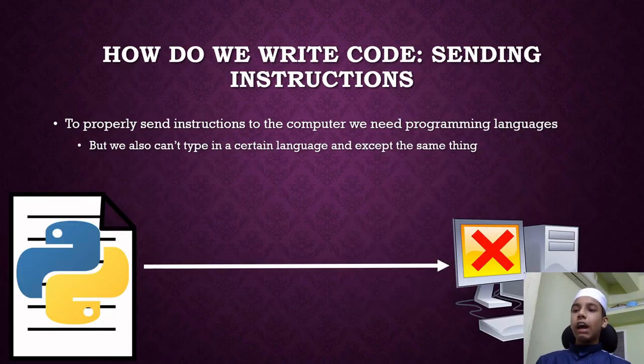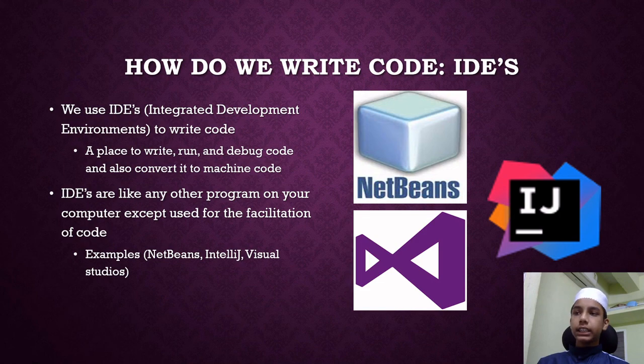After programming languages, there are something known as IDEs. The full form of IDE is Integrated Development Environment. It's a place to write, run, and debug code and also convert it into machine code. IDEs are like any other program on your computer except used for the facilitation of code. Examples are IntelliJ and VS Code.